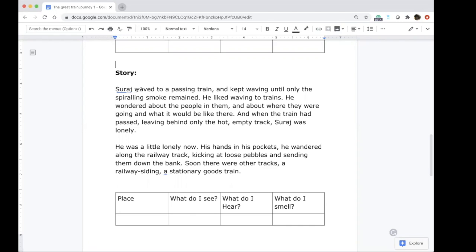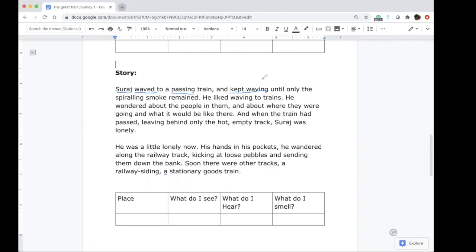What is he doing? He is waving to a train. What type of train is it? It is a passing train. That means the train is moving and Suraj is waving his hands to the passing train. Maybe he wants to say bye to the people in the train. That's why he is waving his hands to the passing train and kept waving.